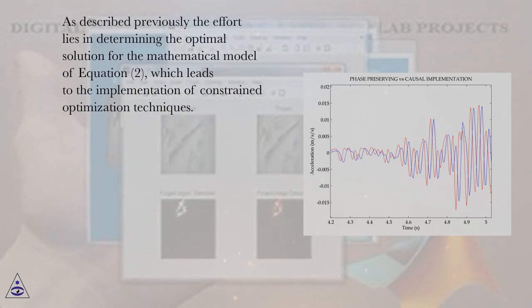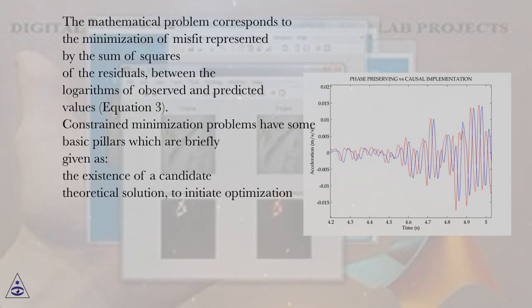As described previously, the effort lies in determining the optimal solution for the mathematical model of equation 2, which leads to the implementation of constrained optimization techniques. The mathematical problem corresponds to the minimization of misfit represented by the sum of squares of the residuals, between the logarithms of observed and predicted values, equation 3.